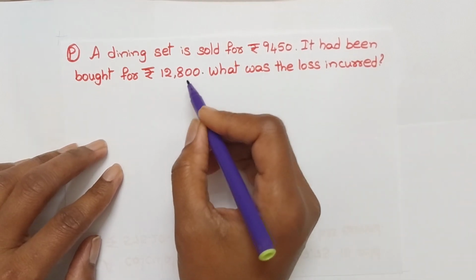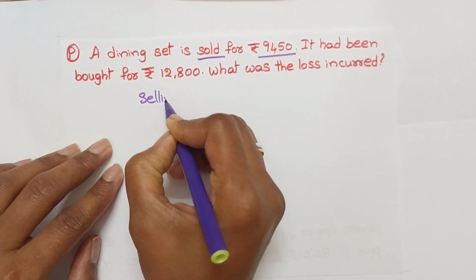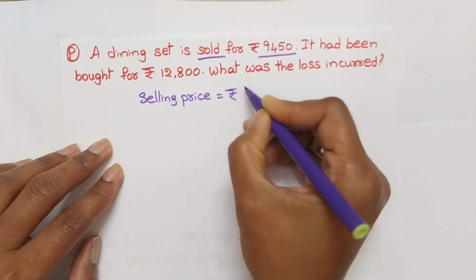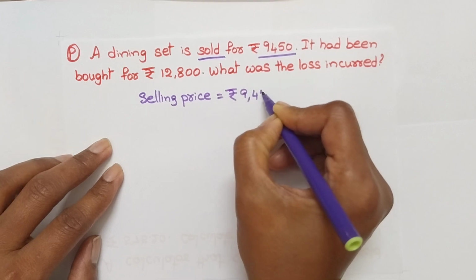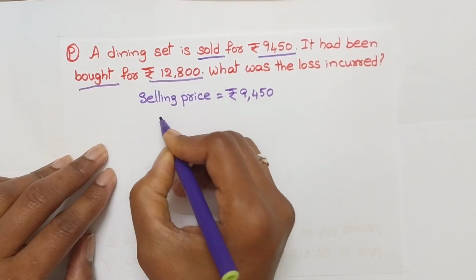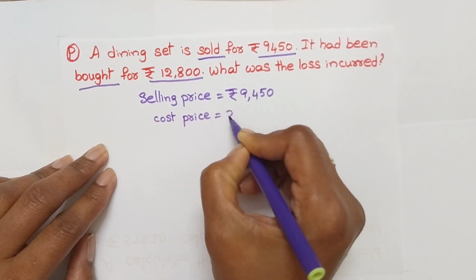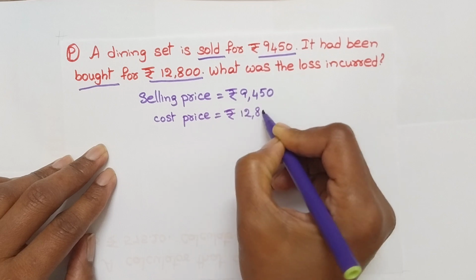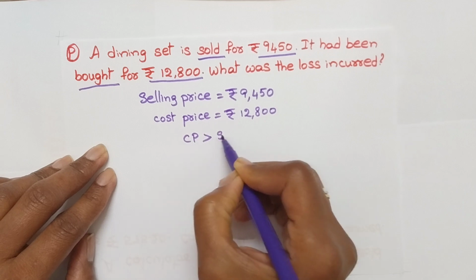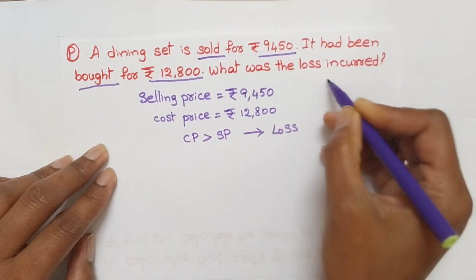So first we write down: sold for rupees means selling price. Selling price equals rupees 9,450. And it had been bought for rupees means cost price. Cost price equals rupees 12,800. So which one is greater? Cost price is greater than selling price. So that implies loss. They already mentioned loss.